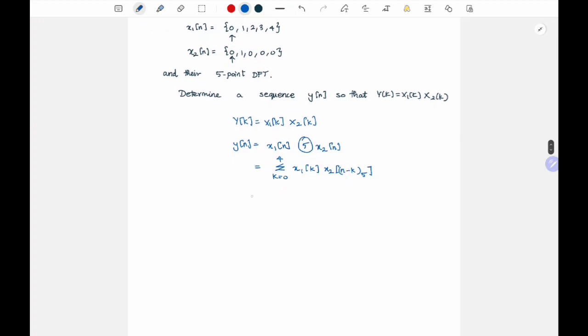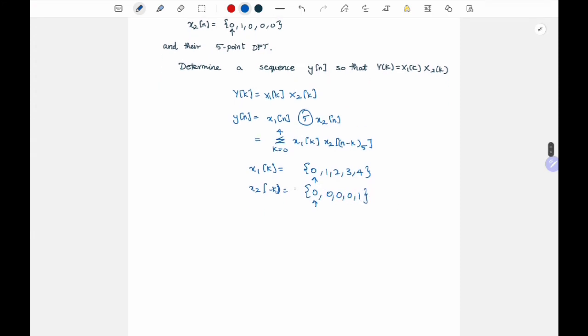Okay. So how do I compute this? First I'll take x1 of k. So this is nothing but 0, 1, 2, 3, 4. My x2 of minus k I'll take. x2 of minus k will have x2 of 0 the same, right? And only these will be shifted. So 0, 0, 0, 1. Now I just multiply and keep shifting one by one and then I can find my y of n.